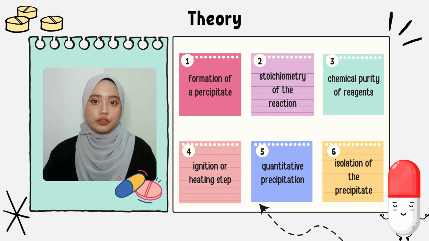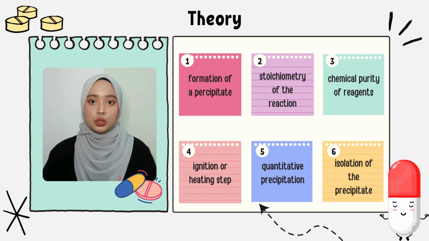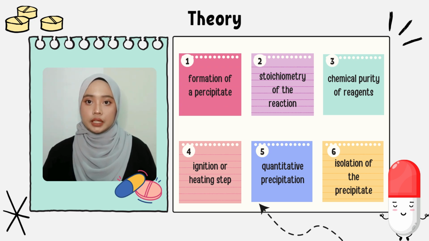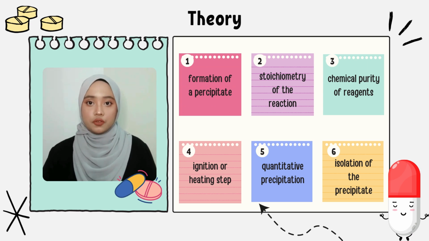Gravimetric analysis often relies on the formation of a solid, insoluble precipitate through a chemical reaction between the analyte and a suitable reagent. The reaction should be selective, ensuring that only the analyte of interest reacts to form the precipitate. Number 2. Stoichiometry of the reaction. The stoichiometry of the reaction between the analyte and the precipitating reagent should be well defined. This principle is important for accurately relating the mass of the precipitate to the amount of analyte in the sample.